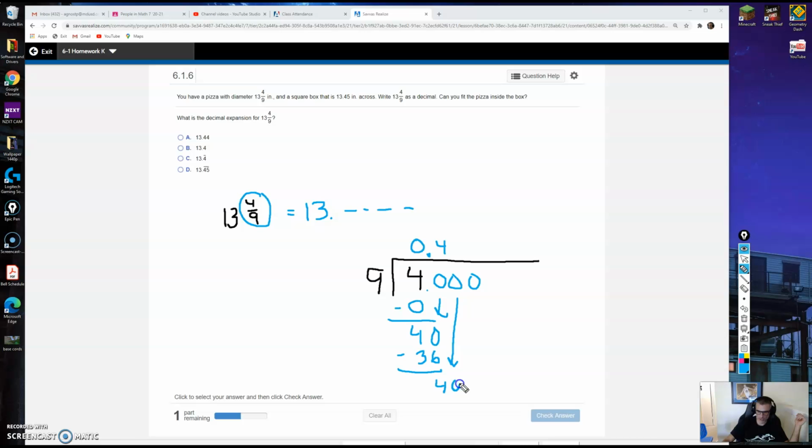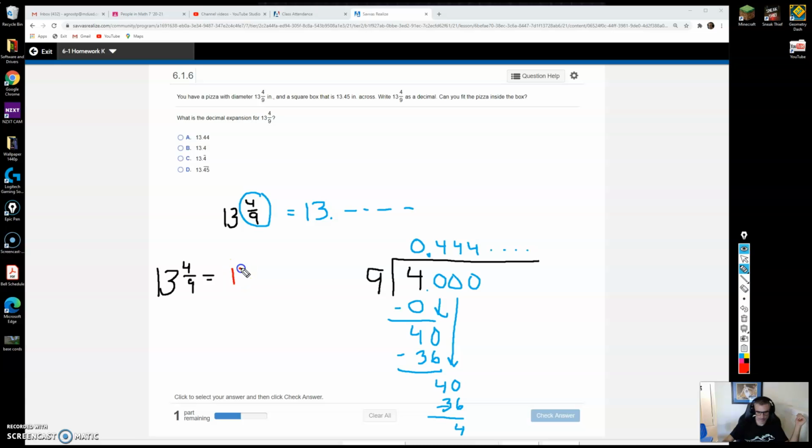Bring down the 0. Up, I have 40 again. Again, it's going to go in 4 times. 4 times 9 is 36. And hopefully at this point, you guys see what's going to happen. I'm going to keep getting 40 minus 36, which means these 4s go on forever. So 13 4/9 in decimal form. Remember, we're going to keep the 13. And we only put a bar over the part that repeats. So our answer is 13.4 repeating. Got it?